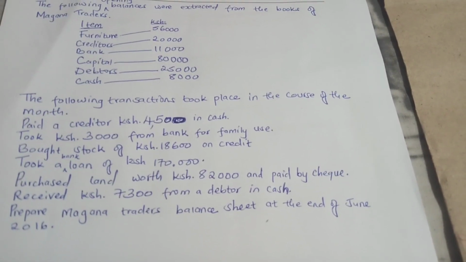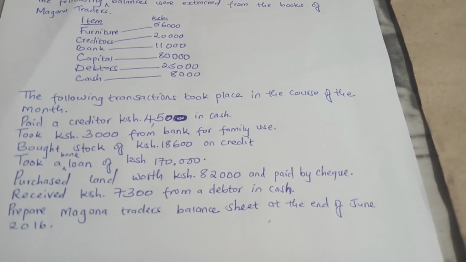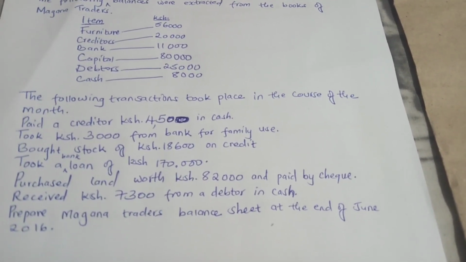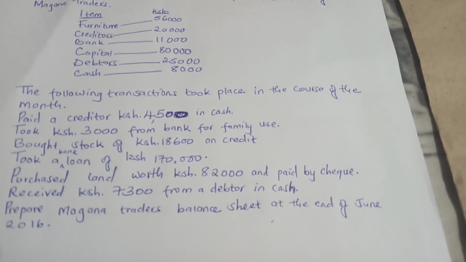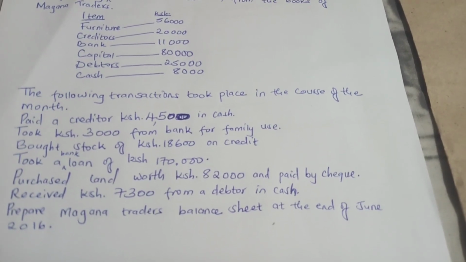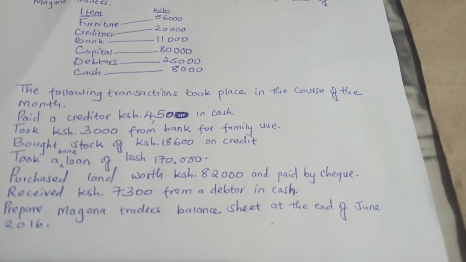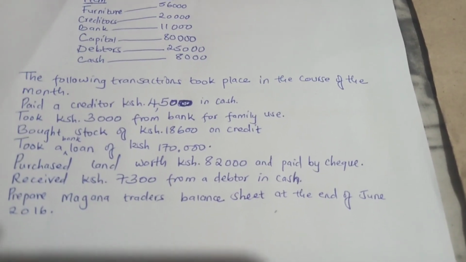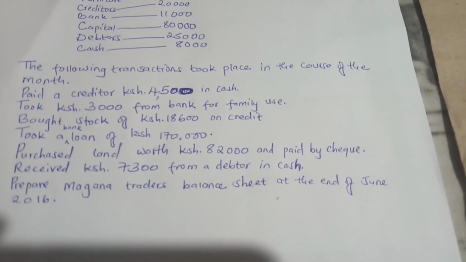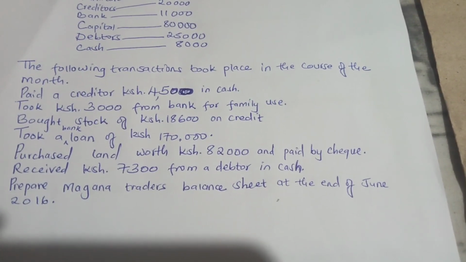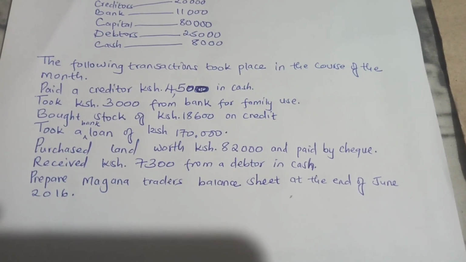2. Took 3,000 Kenyan shillings from bank for family use. 3. Bought a stock of 18,600 on credit. Then took a bank loan of 170,000. Purchased land worth 82,000 and paid by check. And lastly, received 7,300 from a debtor in cash.